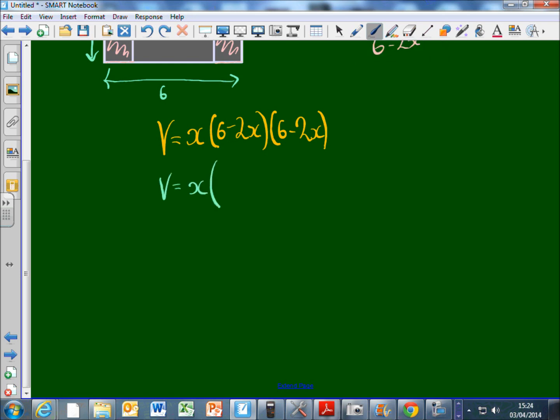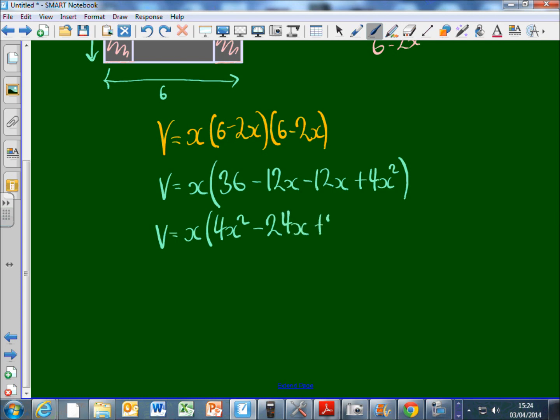So I've still got v equals x. What am I going to get when I multiply these two brackets out? 6 times 6, 36. And then let's do 6 times minus 2x, minus 12x. And then I've got minus 2x times 6, is that another minus 12x? And then I've got minus 2x times minus 2x, plus 4x squared. I could just tidy this up because there's a minus 12x and another minus 12x, so let's write this as 4x squared minus 24x plus 36. And now I just need to multiply it all through by x. So I'm going to get 4x cubed minus 24x squared plus 36x.